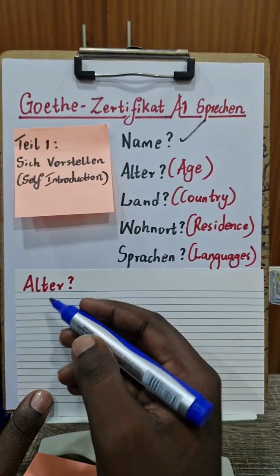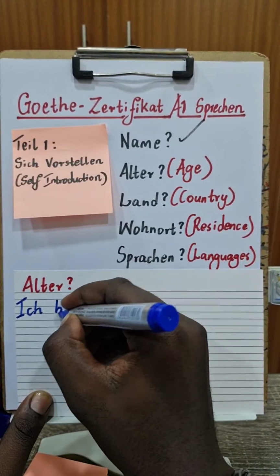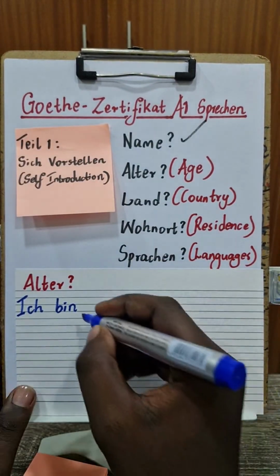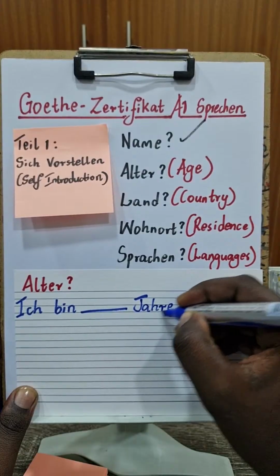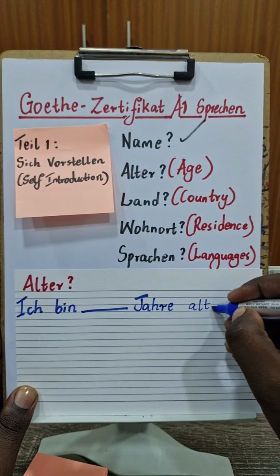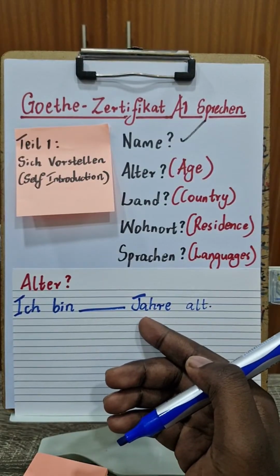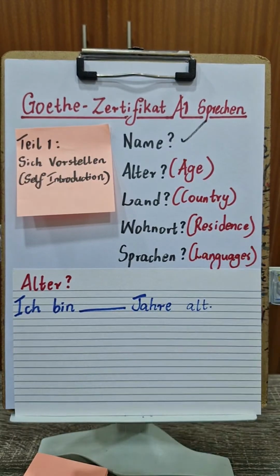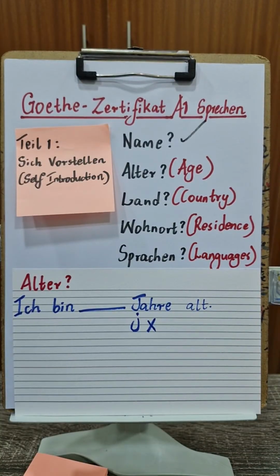So, Alter, age. How do you state your age? Now, you simply say, Ich bin, and then you state the number, and then, of course, Jahre alt. The J in Jahre should be capital. Ich bin, and then the age, then Jahre alt. I am dash dash dash years old. Nouns are always written beginning with a capital. If I put a small j, this is going to be incorrect because nouns should always begin with a capital. So, Ich bin, for example, 27 Jahre alt. Okay, so that is your Alter, age.